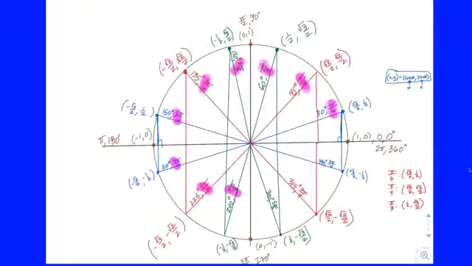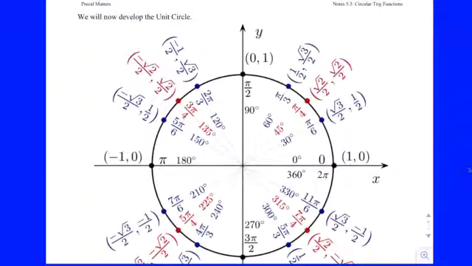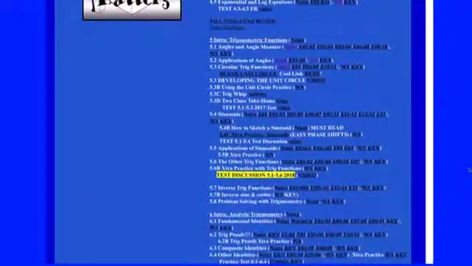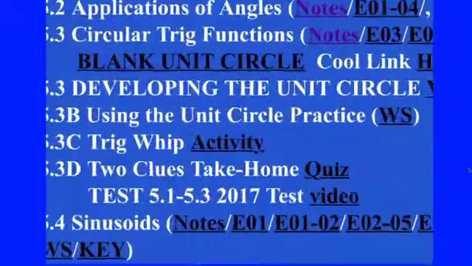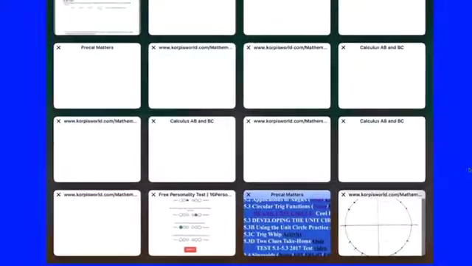There's a unit circle. Tomorrow, you are going to have 5 minutes, and you are going to fill this out. I'm going to give you a blank unit circle, and you're going to fill it out. If you would like to practice, time yourself tonight. Go to the Precal Matters page. Scroll down to 5.3, and you see this link? Blank unit circle. I am literally going to give you that right there. And you are going to have 5 minutes to fill out everything.